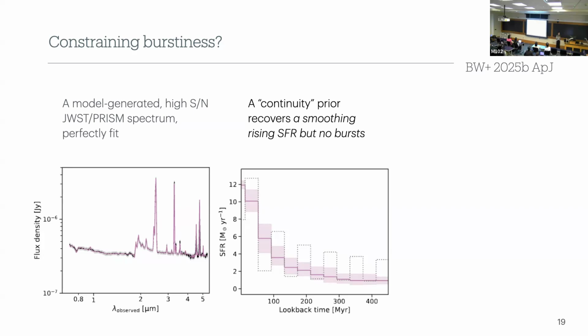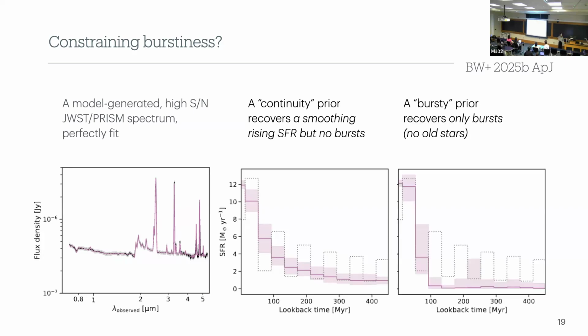Then we can ask, what if we tell the model that we expect large changes between different bins? Can we recover the bursty star formation? And here's the result. It's very happy to put a lot of star formation in the recent time, but there's no star formation in the older time. This is a classic outshining problem, because the young stars are so bright that they dominate the total light. So when we allow more variation in the star formation histories, the models just give a single burst, and we do not correctly infer the bursts or the duty cycles.